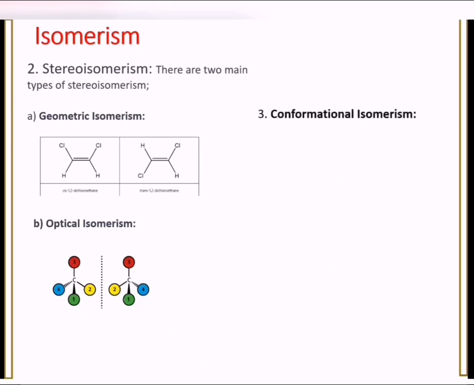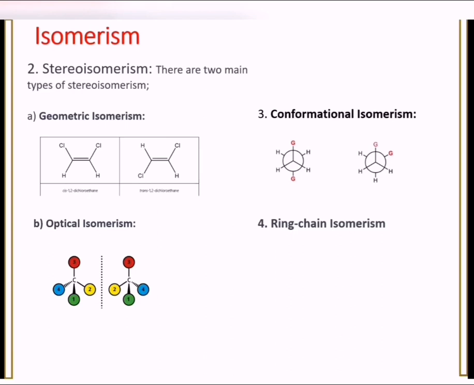The third one is conformational isomerism. This type of isomerism arises from the orientation of single bonds, leading to different conformations or spatial arrangements of atoms in a molecule. An example is the chair and boat conformations of cyclohexane.